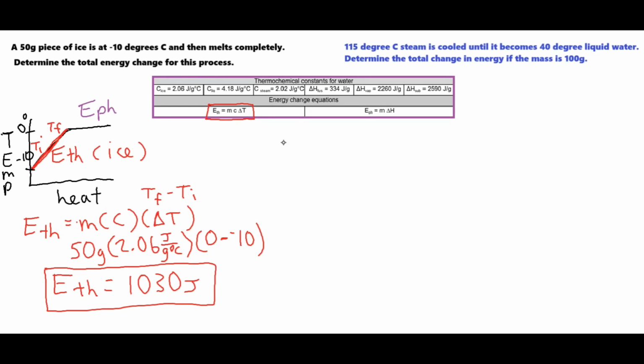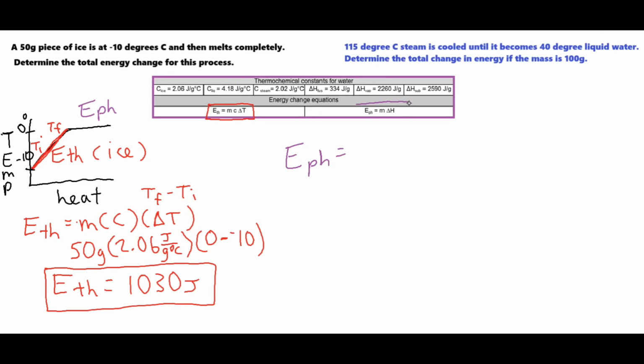Secondly, we're going to go ahead and take a look at our plateau. Anytime there's a plateau, we're talking about some kind of phase change. Now, we of course wouldn't use the formula mcΔT because there's not even a ΔT. If we put in a ΔT, it would just be 0.